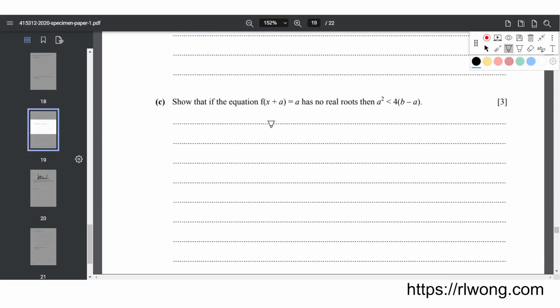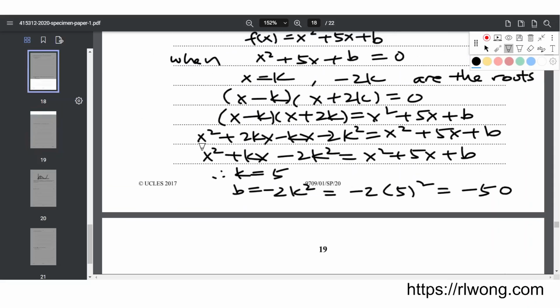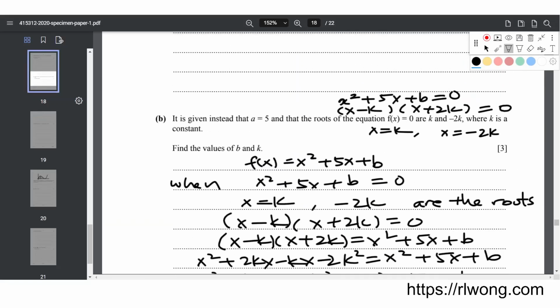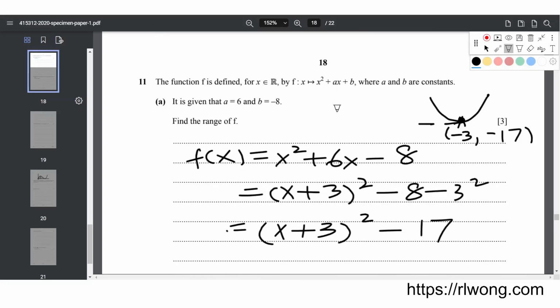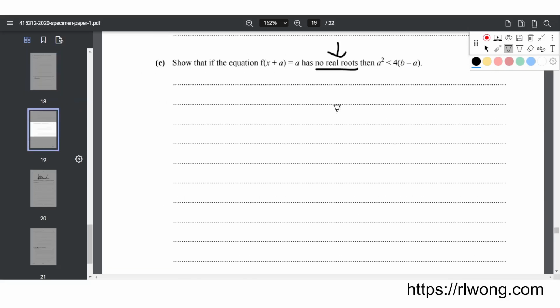Okay, moving on to part C. Show that if the equation f(x + a) equals a has no real roots, then a squared is less than 4(b - a). So if we see no real roots, we know that the discriminant is less than 0. So we need to make use of this concept to show this. So let's first find out what is f(x + a). So f(x) is equal to x squared plus ax plus b.